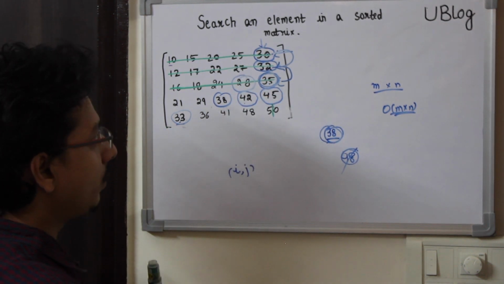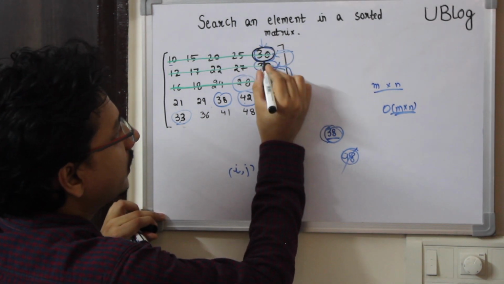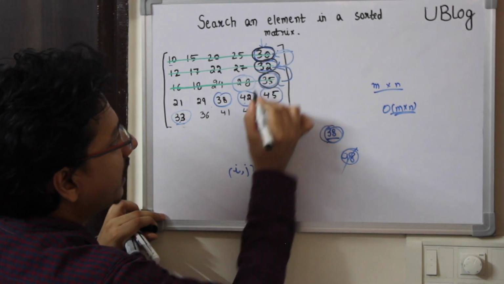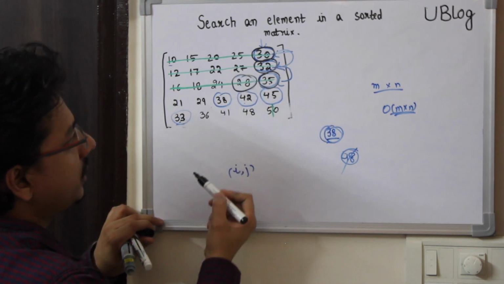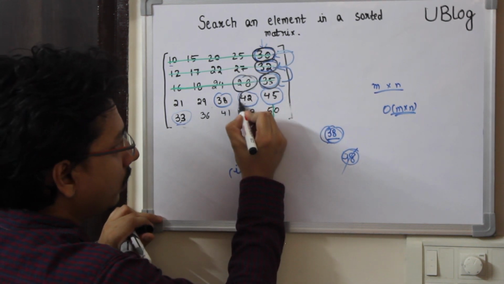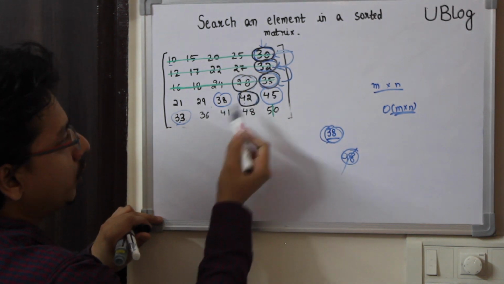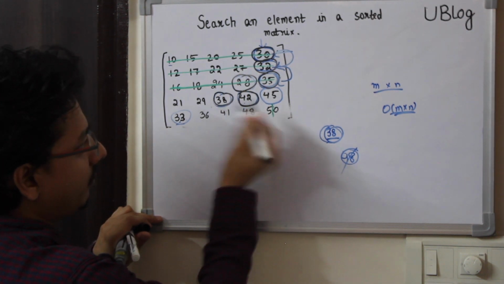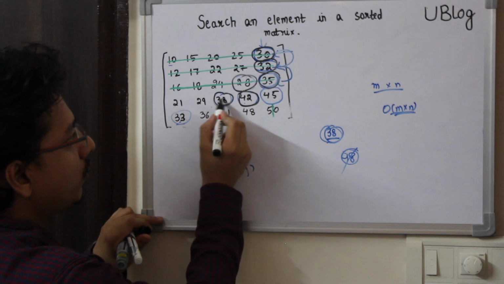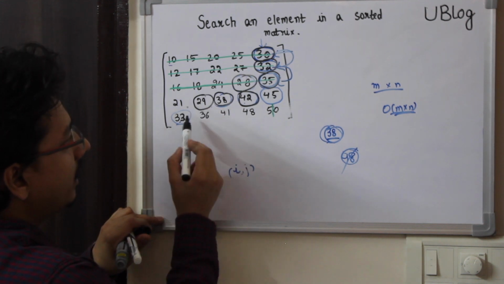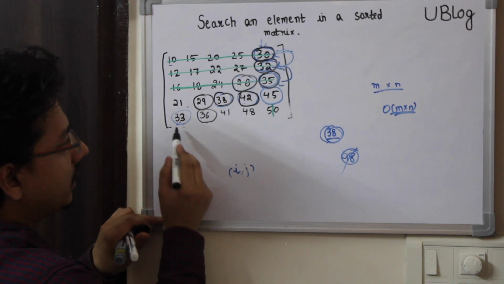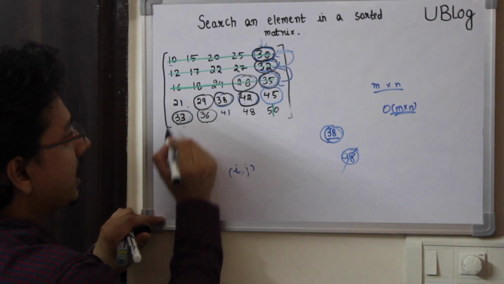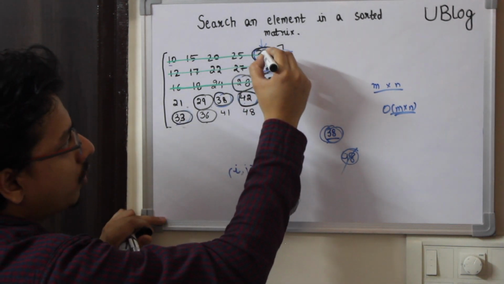So basically what I am doing is initially I started with 30, then I moved to 28, then I moved to 35, then I moved to 28. Now I compare 28 with 33. So 28 is smaller, so I'll move down. So I'll move to 42. Now 42 is greater, so I'll move left to 38. Now 38 is again greater, so I'll move left to 29. Now my 29 is smaller, so I'll move down. Now my 36 is greater than 33, so I'll move left. So finally I come to 33. So this is the path I followed.